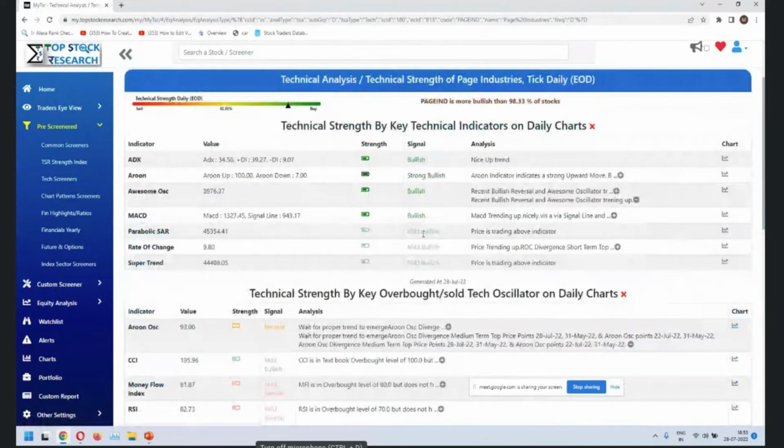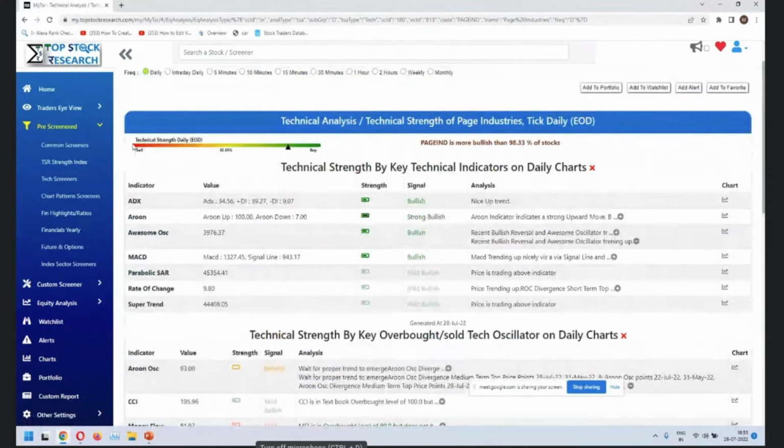Once you go into Page Industry, the first thing you see here is the technical strength of the stock, which looks like a pretty good 82%, which is considered to be very bullish. And also this particular stock on daily tick is 98%, it is more bullish than 98%. That means it is in the top 2% of the universe of the stocks that we deal with, right? Apart from that, what you have is all the key indicators here, their rough strength, and a brief analysis around that, right?